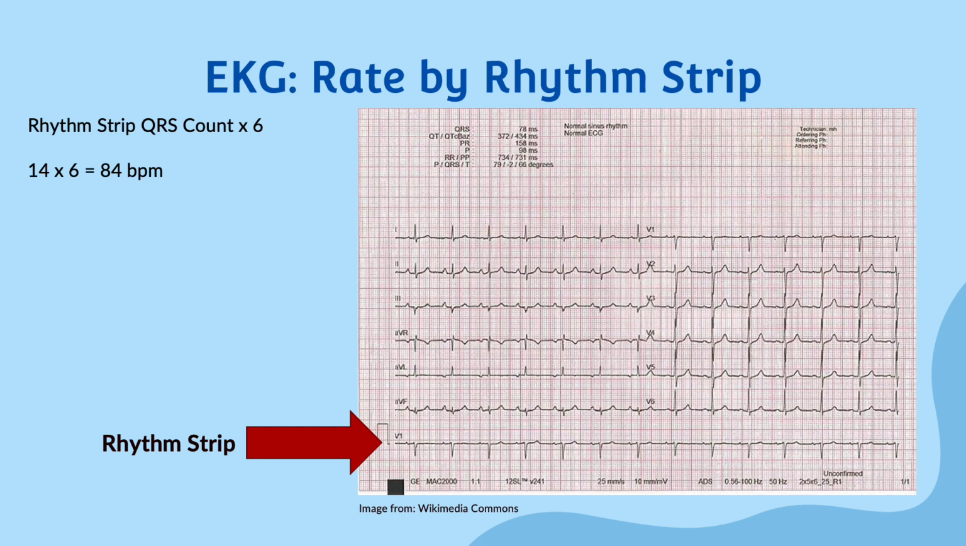The normal heart rate for adults is between 60 and 100 beats per minute. A heart rate that is too fast is known as tachycardia, while a heart rate that is too slow is known as bradycardia, and these can indicate problems with the heart's electrical system. You can see here on the EKG shown on the slides that there are 14 QRS complexes in the rhythm strip. This means this patient's heart rate was at 84 beats per minute when this EKG was taken.